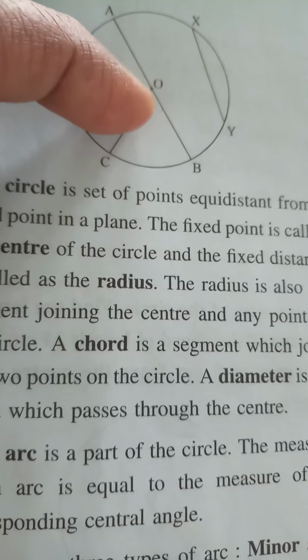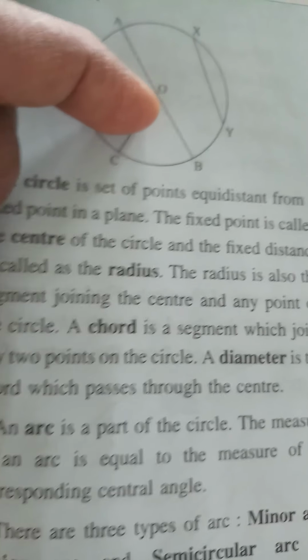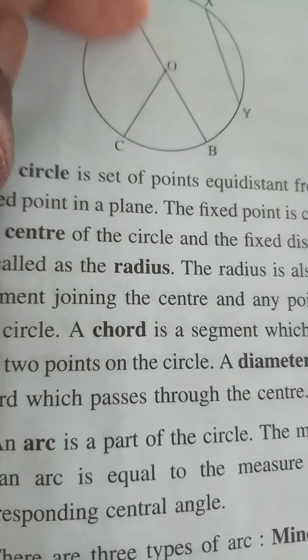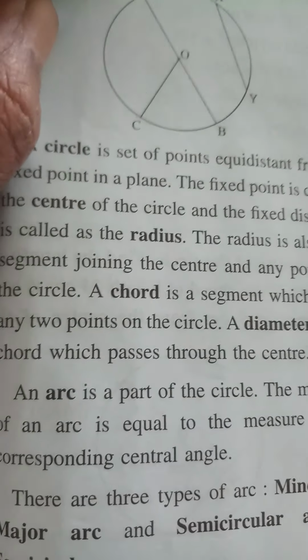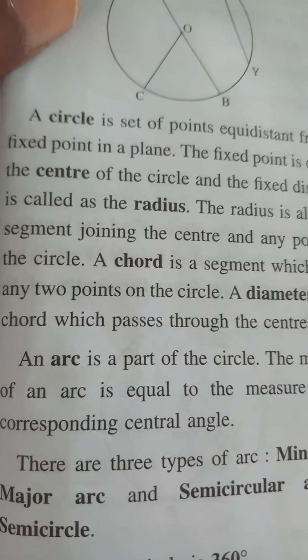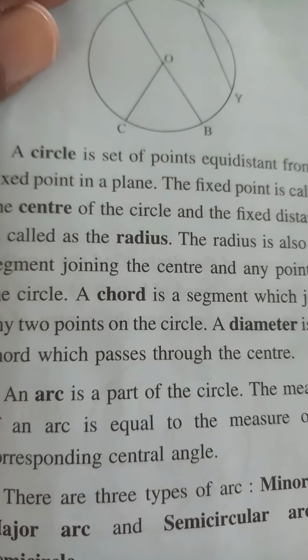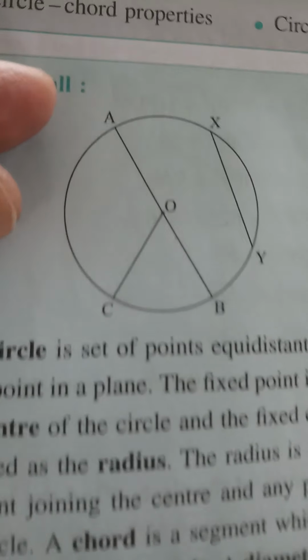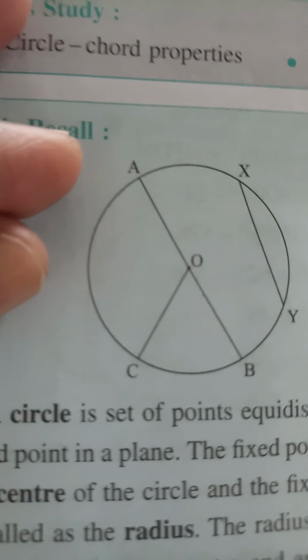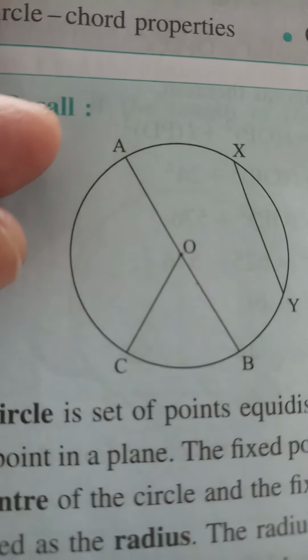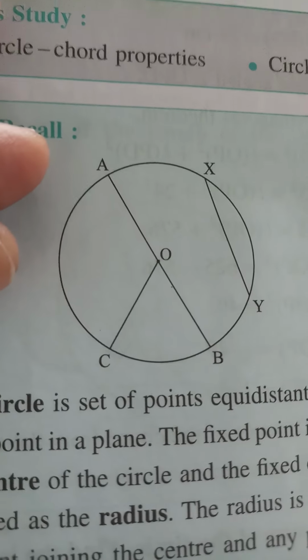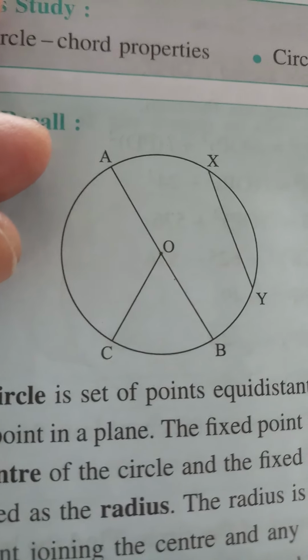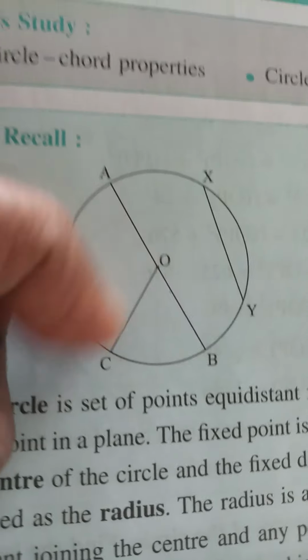And the distance between the fixed point and the circle is called the radius of a circle. The fixed distance from the center to the circle is called the radius of a circle. For example, here I can say that OC, OB and OA are the radii of the circle with center O. Which are the radii, children?